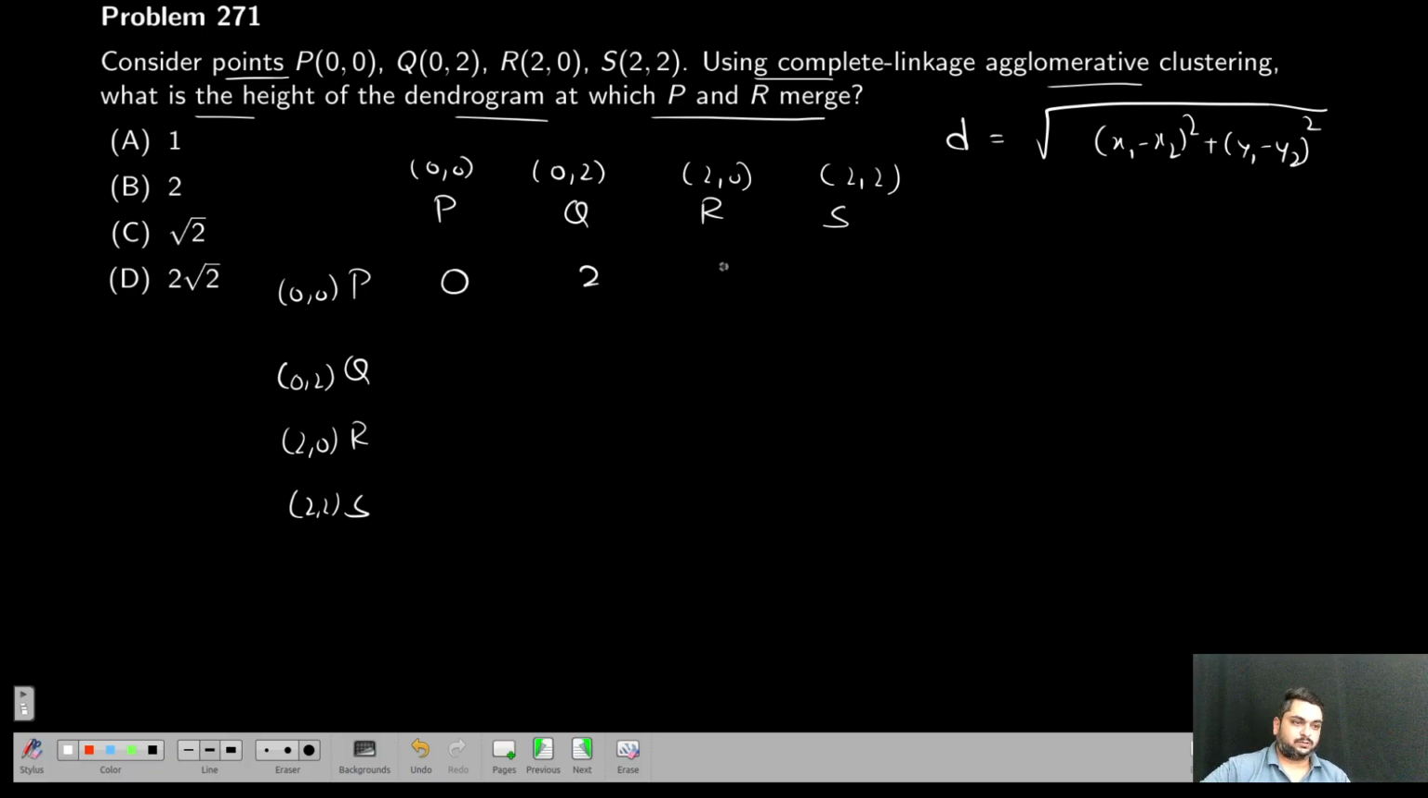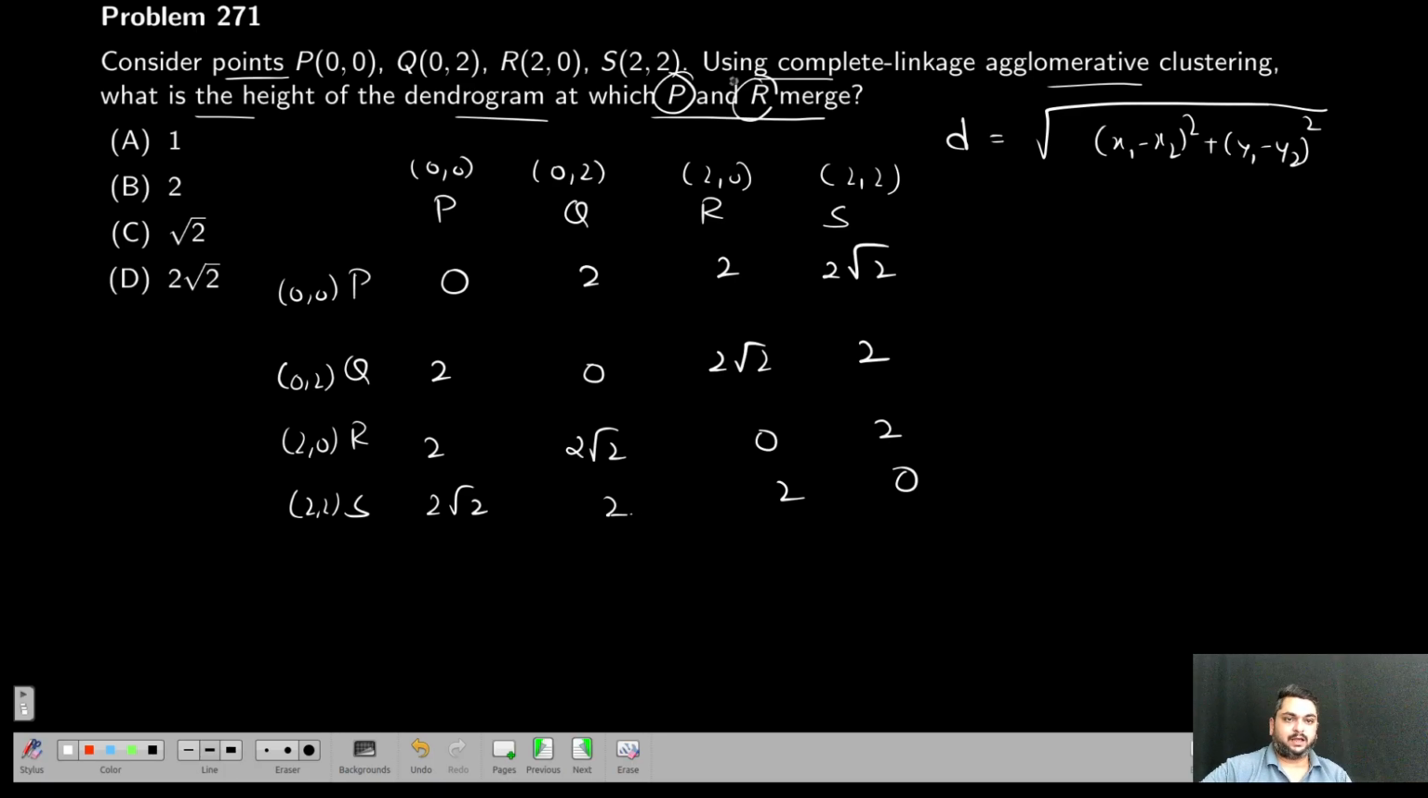So go on calculating like this: 2, 2, this will be 2 root 2, 2, 0, 2 root 2, and then 2, 2, 2 root 2, 0, 2. Then you have 2 root 2, 2, 2, and 0. Now, they're asking when P and R will merge. Now, let's begin with the algorithm.